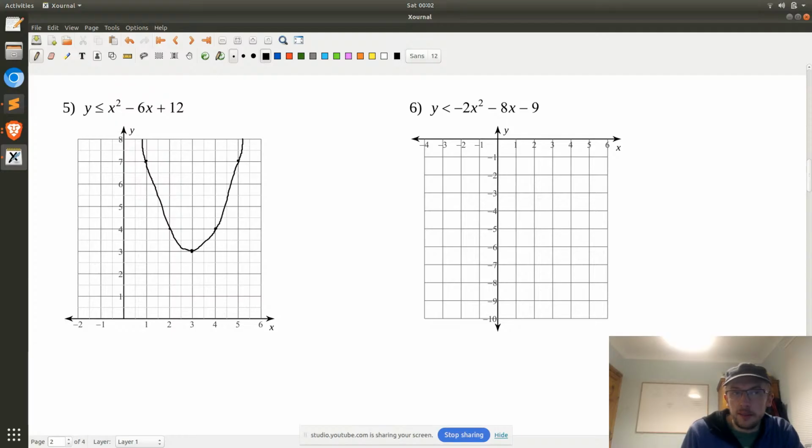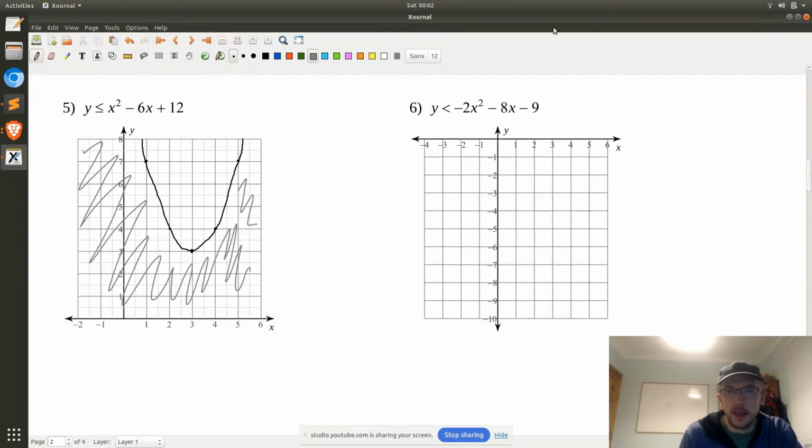Now, y has to be less than or equal to this. So you can just see by sticking in the origin, it turns into 0 on the left and 12 on the right. And is 0 less than or equal to 12? It is indeed. And so the origin is included. So it's everything underneath. Just like that.